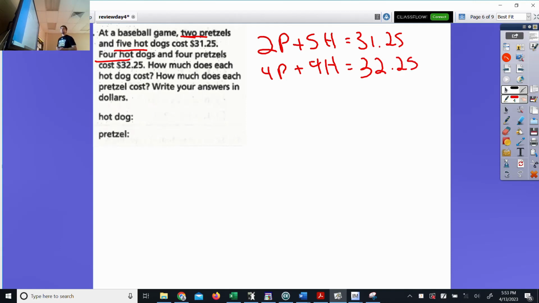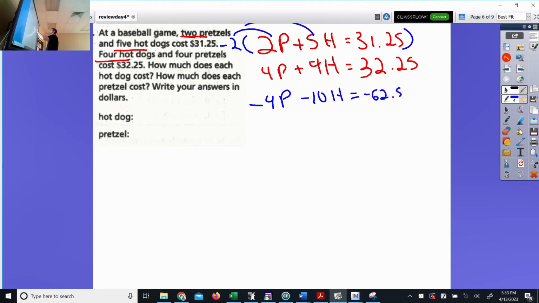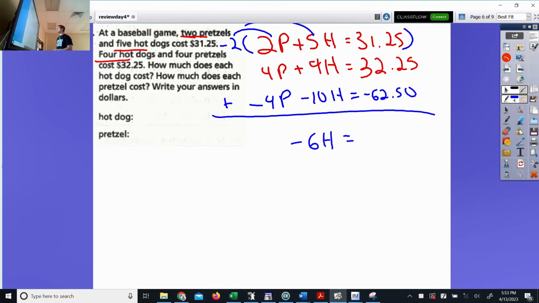Now, to solve an equation like this by hand, you need to use the elimination technique. And I'm going to go after the pretzels. I'm going to multiply this equation by a -2. Think about your distributive property. That's going to be -4p minus 10h equals -62.50. The reason I did the negative is so I can add down. All right? The p's cancel out. 4 minus 10, -6 hot dogs, kind of a weird expression to say, is equal to -30.25.